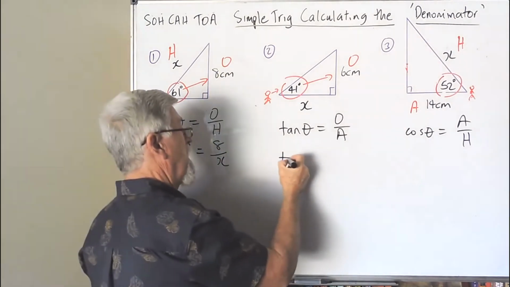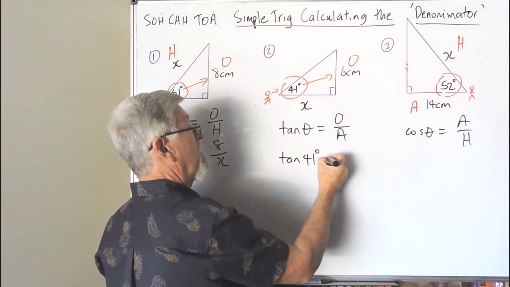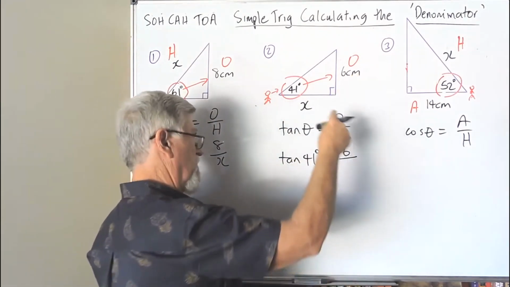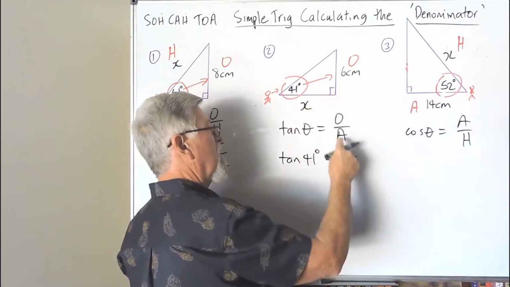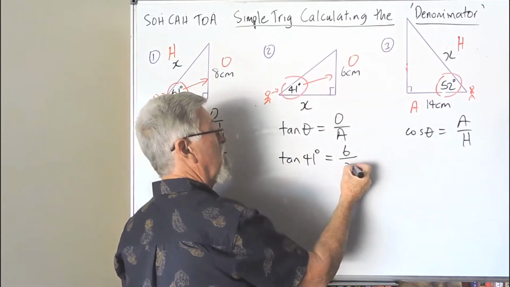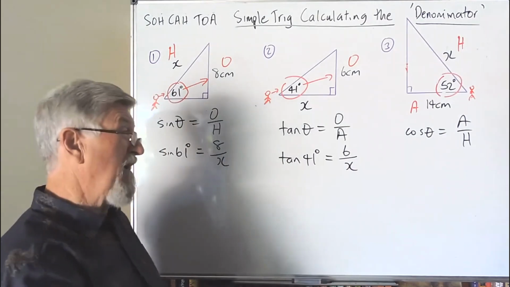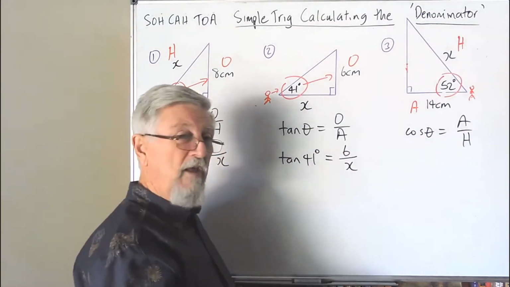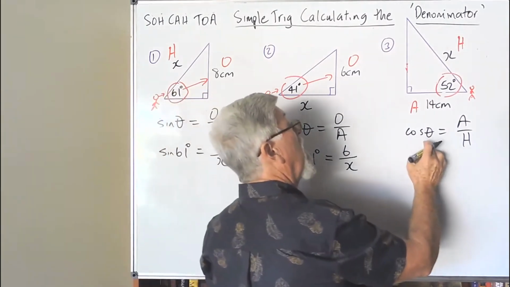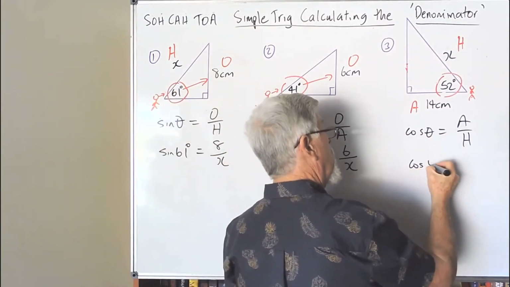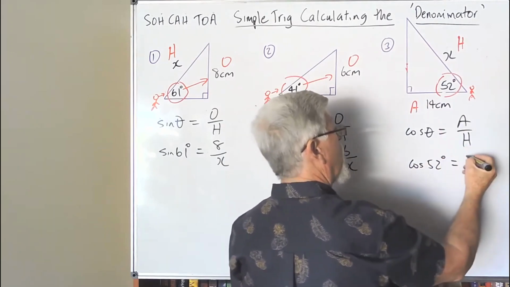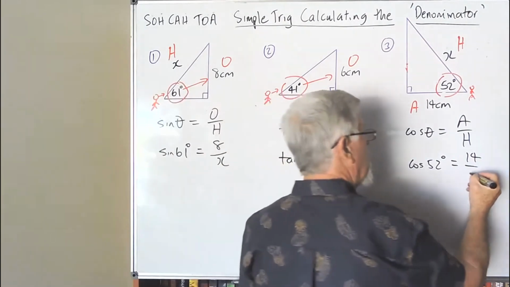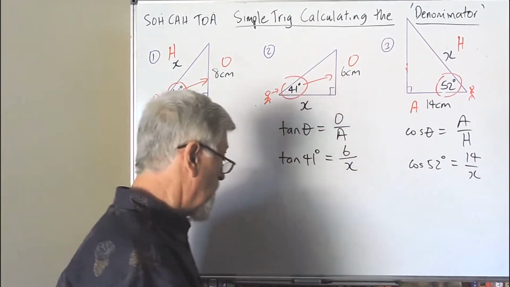This one, I know it's tan. I know the angle's 41. I know the opposite is a 6. And watch again, next to that, the adjacent, the x goes on the denominator, on the bottom. Many people, I've seen it so many times, it's crazy, will write this as x over 6. I don't know why they've got it wrong. This one here, the angle is 52 degrees. The adjacent is 14, and the hypotenuse gets the x. Again, the x didn't go on the numerator, the x went on the denominator.